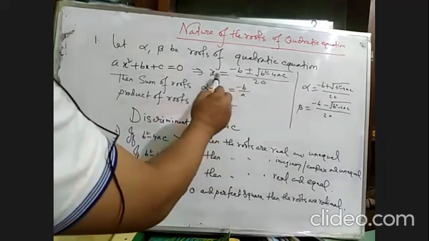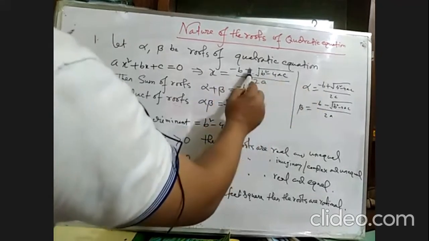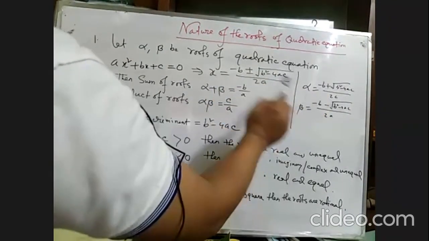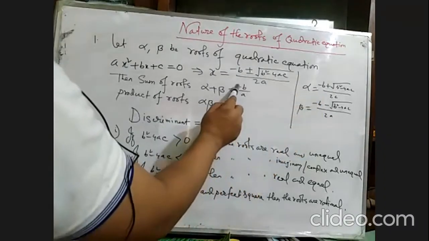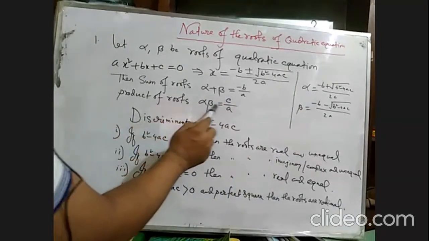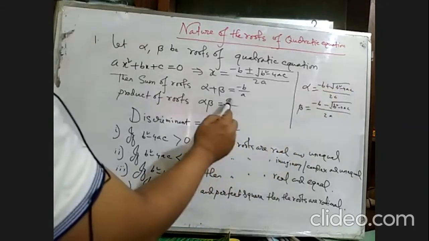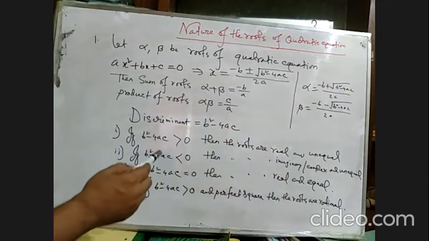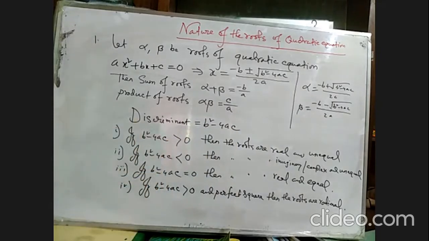There are two values of roots. One is alpha, the positive one, and beta is the negative one. If we take the sum, we get minus b by a, and if we take the product of the roots alpha into beta, then we get a plus b into a minus b, which is a square minus b square, which gives only c by a. So depending on the nature of roots, there are four conditions. We have to remember this.